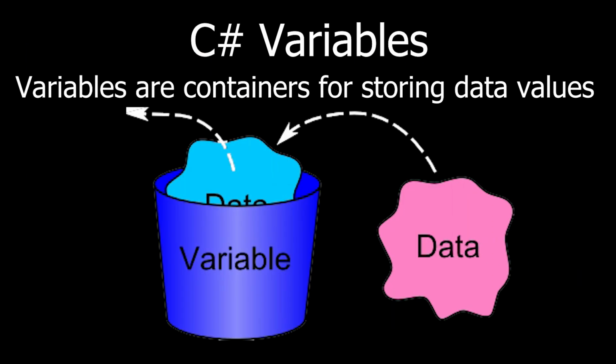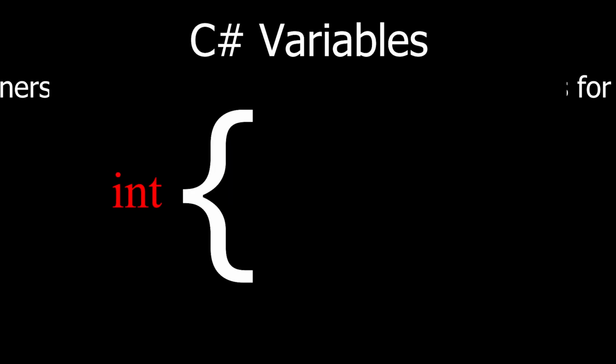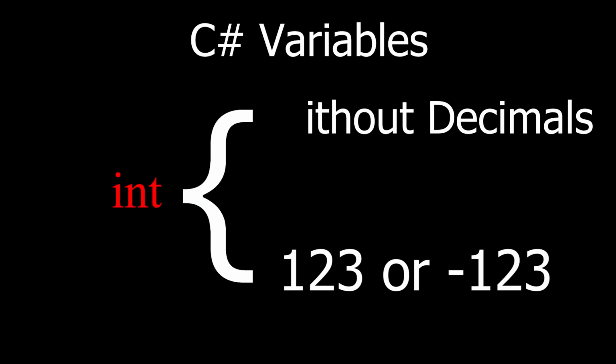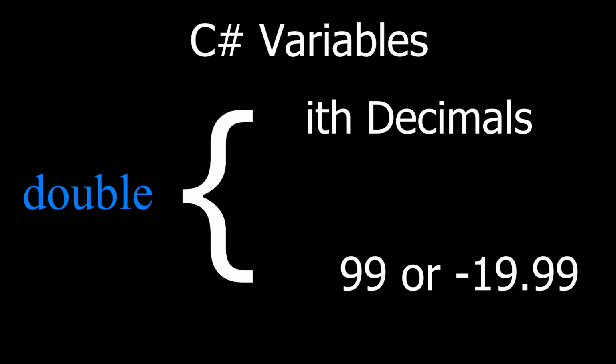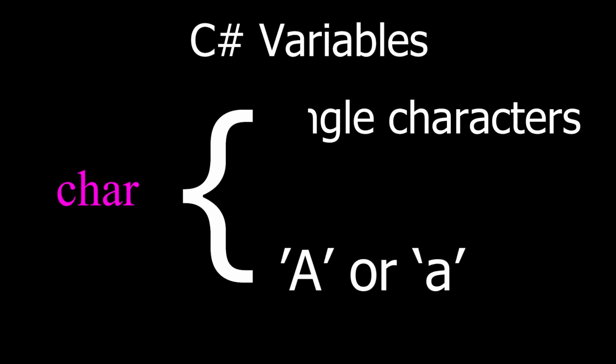Variables. Variables are containers for storing data values. One of these variable types is integer. Integer holds all the numbers without decimals, like 123 or -123. Another variable is double. Double holds all the numbers with decimals, like 19.99 or -19.99.